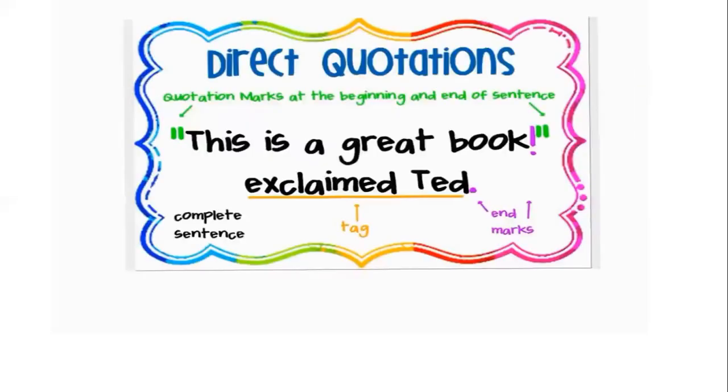Here's a quick review. We always need quotation marks at the beginning and the end of the sentence, here and here. We also need to remember that who is speaking can come at the end and not just at the beginning. We also need to remember to use our ending marks, always at the end of our sentence, and either an exclamation point, period, question mark, or a comma in between what is being spoken and who is speaking.